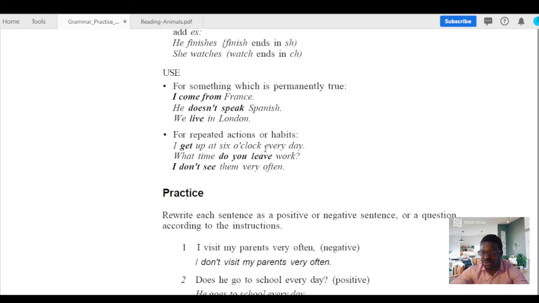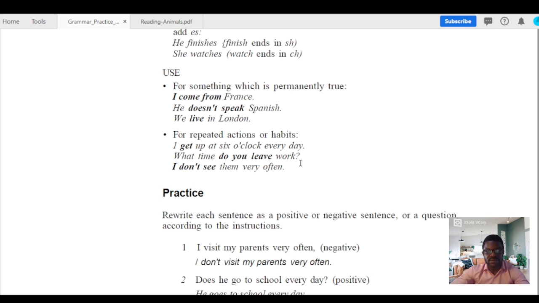You see, repeated action. Now we use every day, always, sometimes, often, never, seldom. Those ones we call what? Adverbs of frequency. So what time do you leave work? Every day when you go to work, what time do you leave the office? Maybe 5 p.m., maybe 6, maybe 7. So every day it becomes a repeated activity or action. Every day that you go to work, you usually leave work by some time.